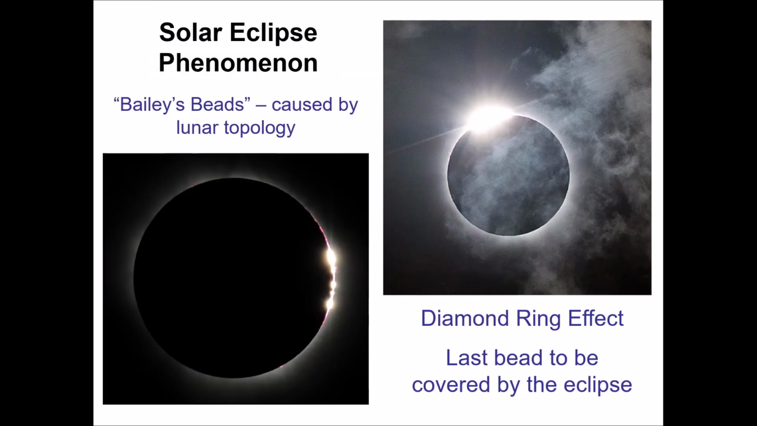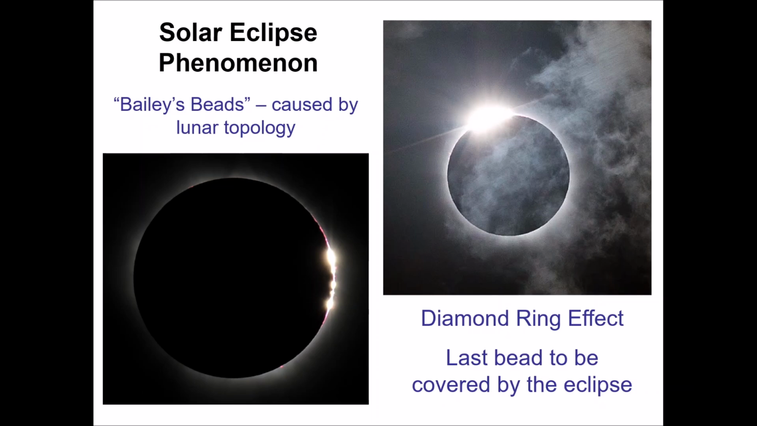A couple other phenomena that happen during solar eclipses that are really neat. The one on the left is called Baily's beads, and it's caused by the fact that the moon has different levels of elevation because of things like mountains and hills and craters and stuff like that.